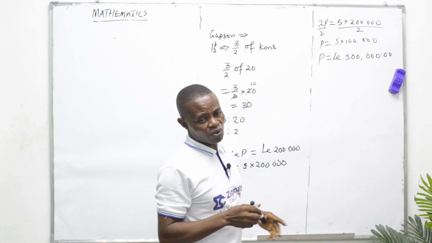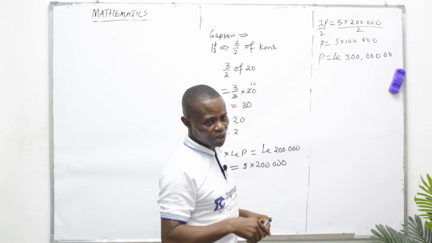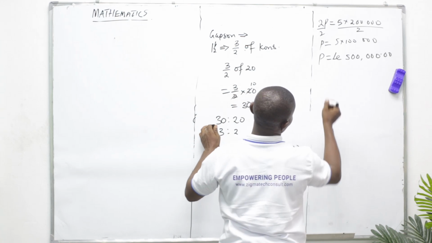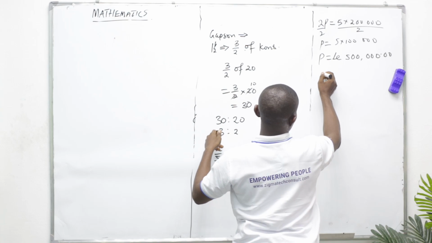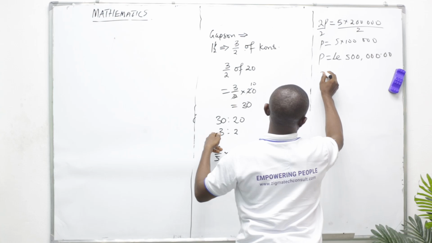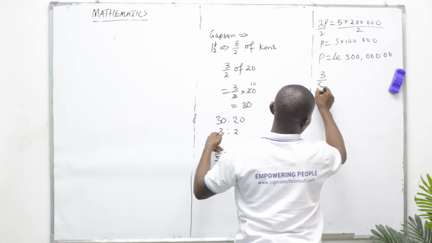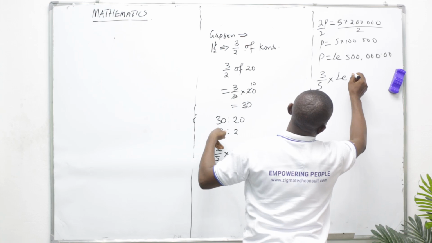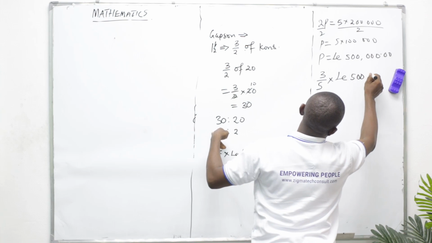Now, the next question is find how much Gobson's share is. Gobson is 3:2. Total ratio now is 5. And Gobson is 3 already. So 3 over 5 multiplied by the total amount shared by them, which is 500,000.